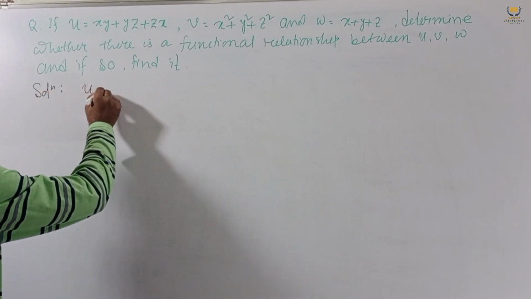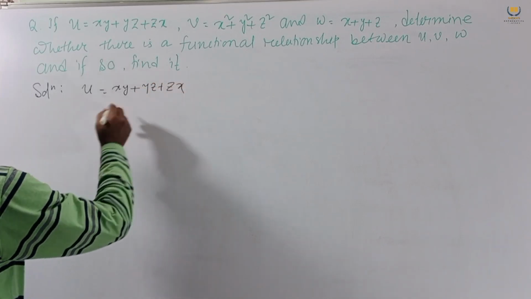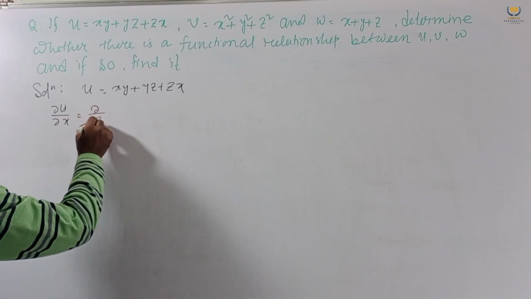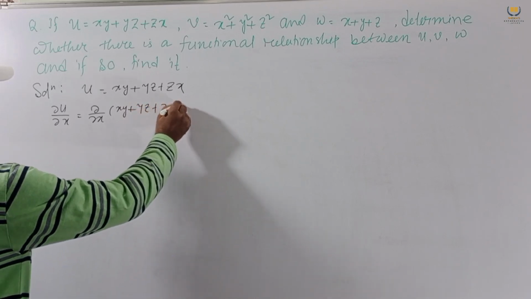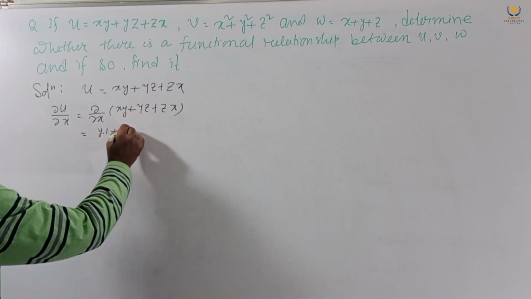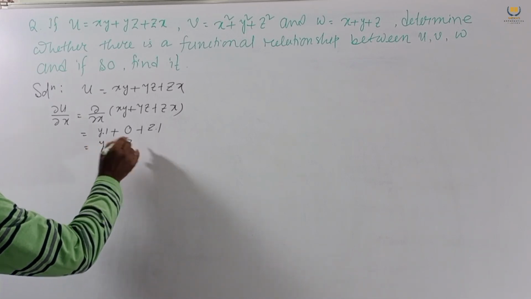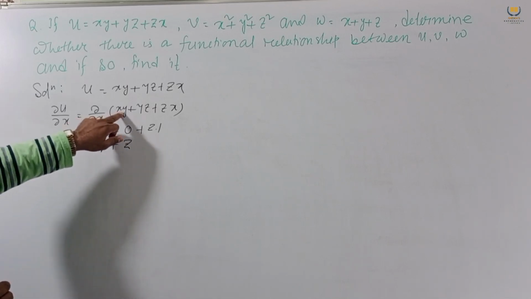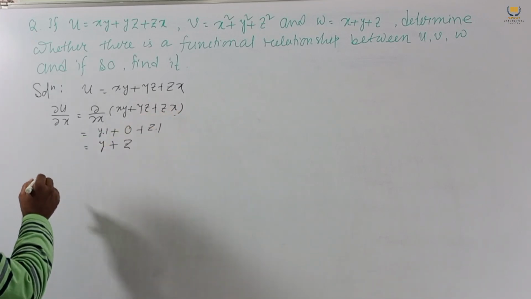First we consider u equal to xy plus yz plus zx. Del u by del x: this will be y into 1, yz is 0, z into 1. That means we get y plus z. If we differentiate partially with respect to x, y constant, del x is 1, yz constant 0, and z constant, del x is 1. We get this.